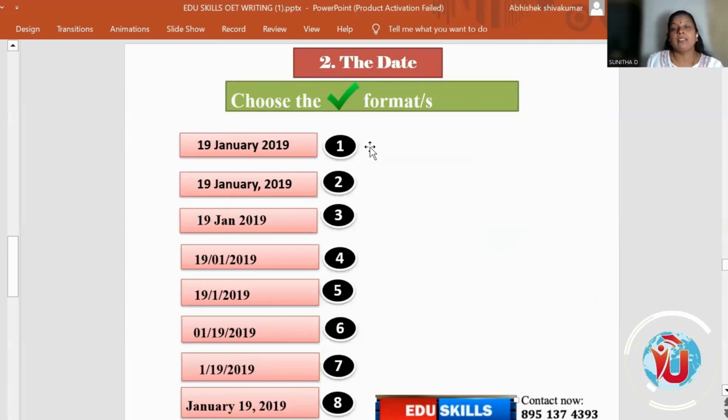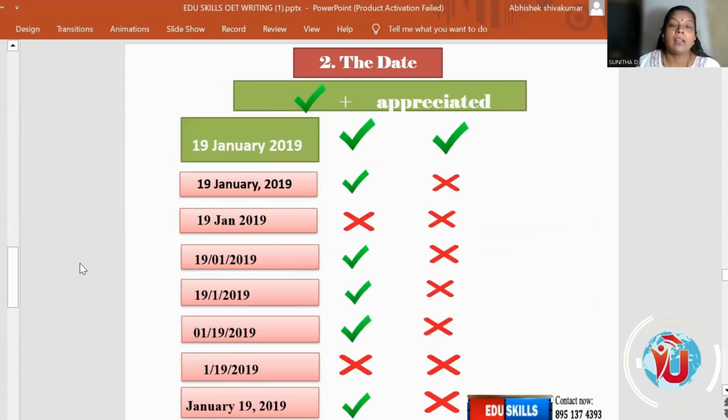So in this format, which is the right one, and which format do we have to use while writing the date in a letter? The first one is right and appreciated. The second one is right, but not appreciated by the OET official. The third one is completely wrong, because if you use a short form, you can make a spelling mistake. Jan can become June, or anything that can reduce our score. So it is better to avoid such short forms while writing the date.